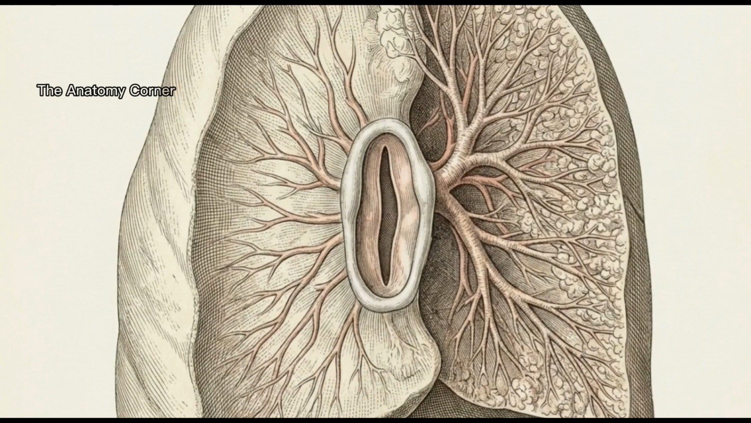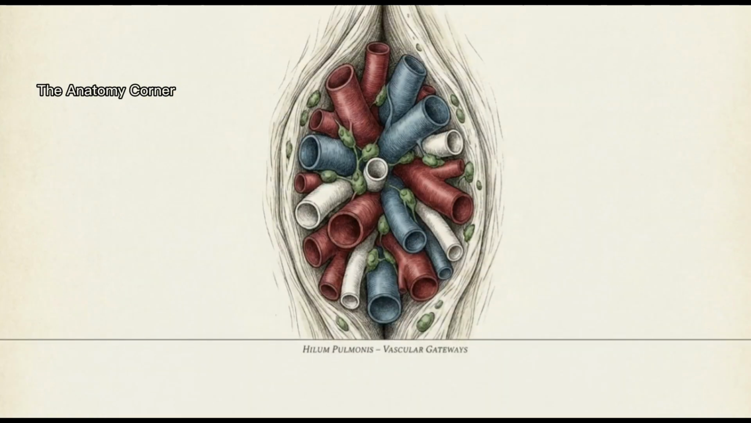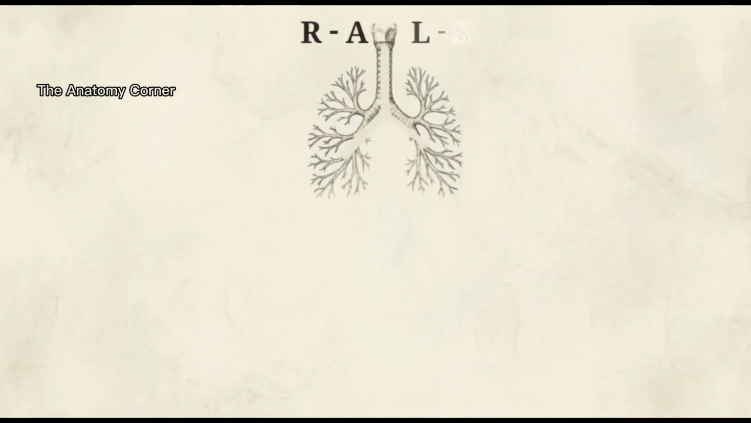On the medial surface of the lung lies the hilum, a vertical slit where all vessels and airways penetrate the organ. The structures passing through this slit form the root of the lung, comprising the main bronchus, the pulmonary artery, pulmonary veins, bronchial vessels, and lymphatics. These structures follow a strict spatial arrangement that can be mapped using the mnemonic RALS.